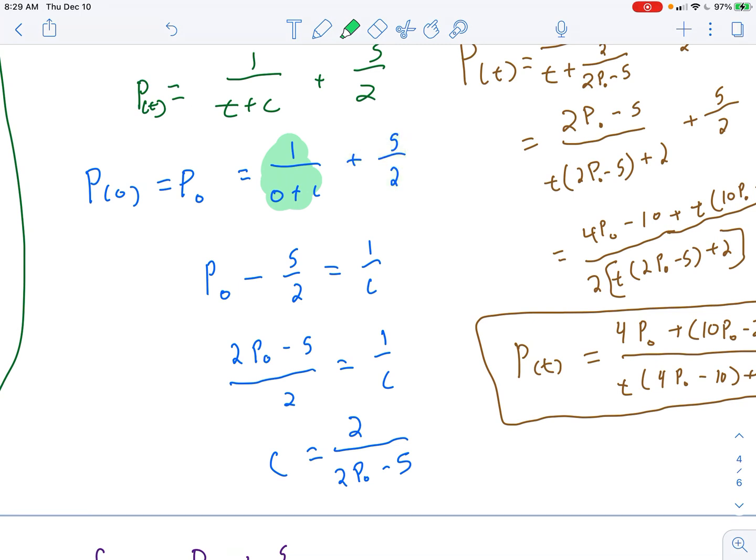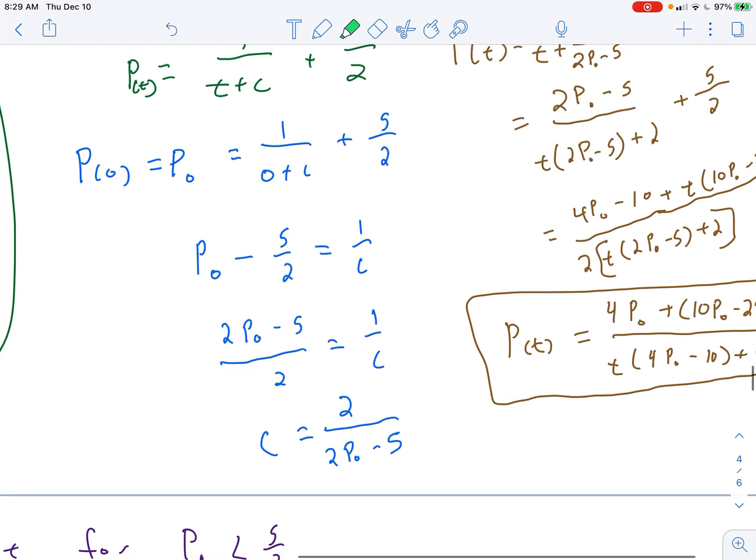All right, you think, okay, it's not going to be too bad. And so we solve, we get 1 over c. We're going to get rid of plus 5/2 by subtracting 5/2 to the left side. So p sub 0 minus 5/2 equals 1 over c. Get another common denominator so that we can have a fraction. So we multiply p sub 0 by 2 over 2, and we get 2p sub 0 minus 5 over 2. Since that equal to 1 over c, invert both sides, and we've solved for c. C is equal to 2 over 2 times p sub 0 minus 5, or p naught.